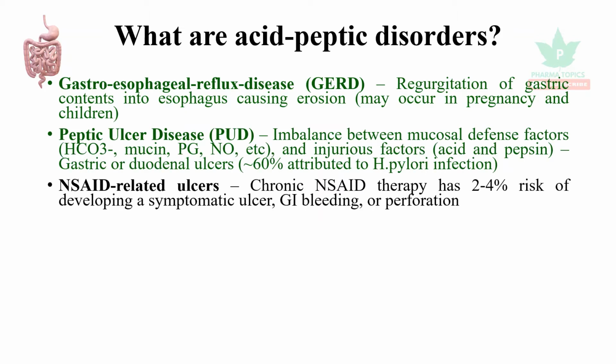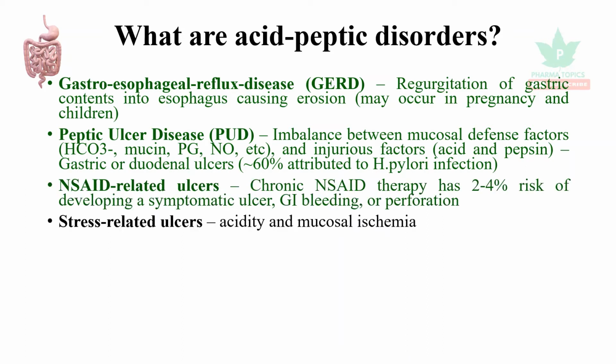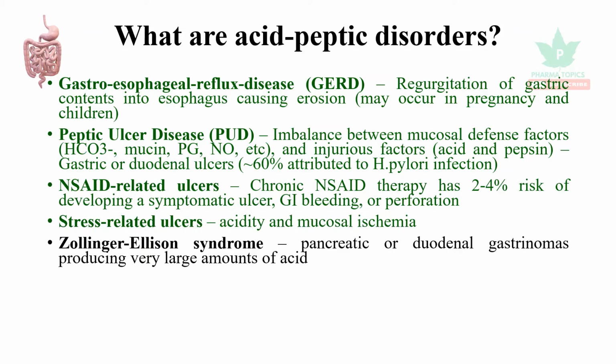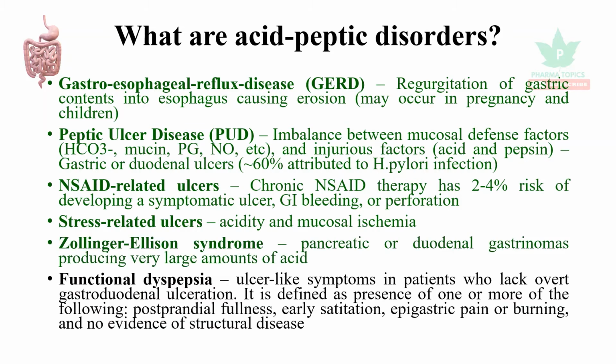NSAID related ulcers. It occurs because of chronic NSAID therapy and it carries a risk of 2 to 4%. It may lead to a symptomatic ulcer, GI bleeding, or perforation. Next is stress related ulcers. It may be due to acidity and mucosal ischemia. Next is Zollinger-Ellison syndrome. It is because of hypergastrinemia, which produces large amount of acid.